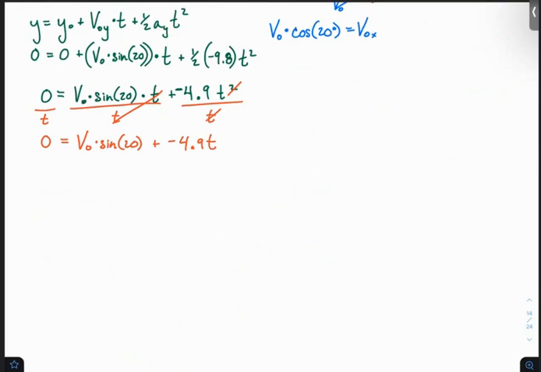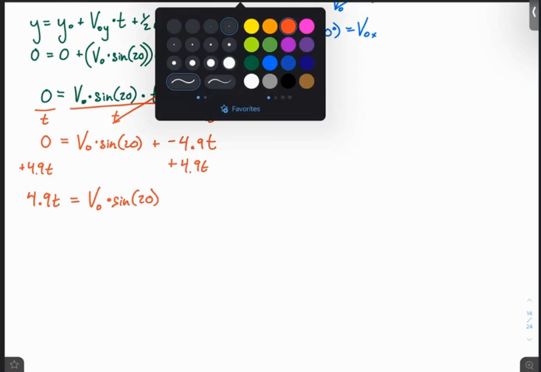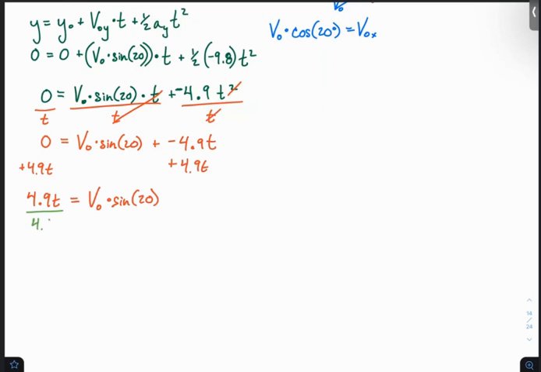Now, what I'm trying to do is solve for time, and I don't care that there is a v naught in it. I'm just going to make this so that it solves for time. So I'm going to move this to the other side by adding 4.9t. And so I get 4.9t is equal to v naught times sine of 20. And then to get rid of the 4.9, I do the opposite. So I'll divide both sides by 4.9. And I end up with t is equal to v naught times sine of 20 divided by 4.9.